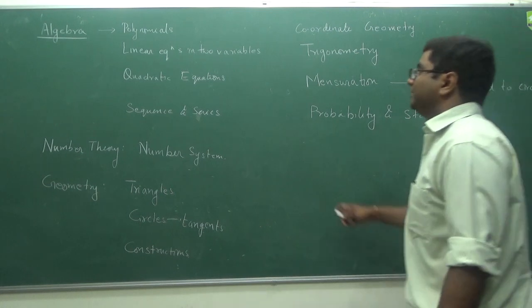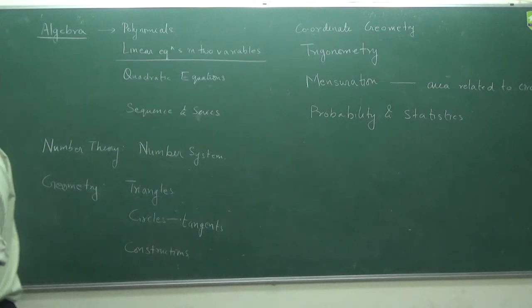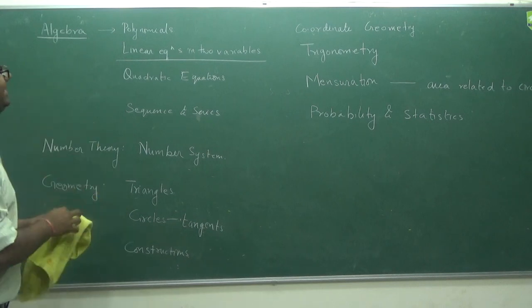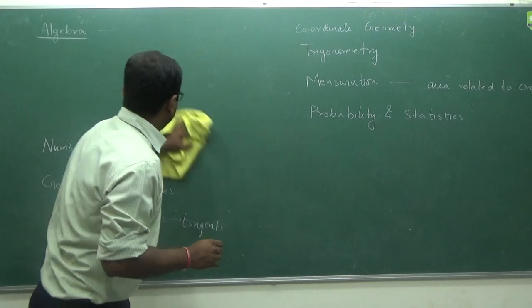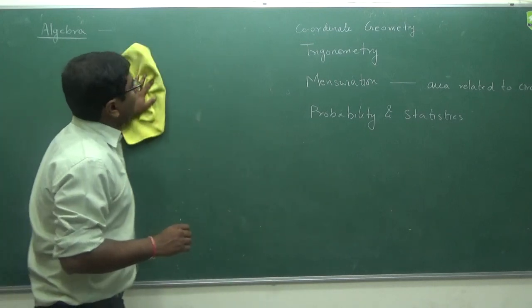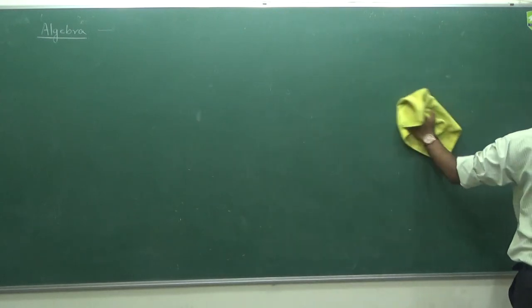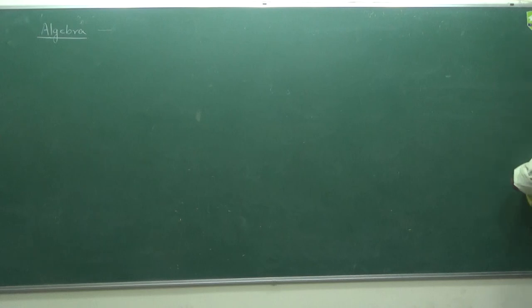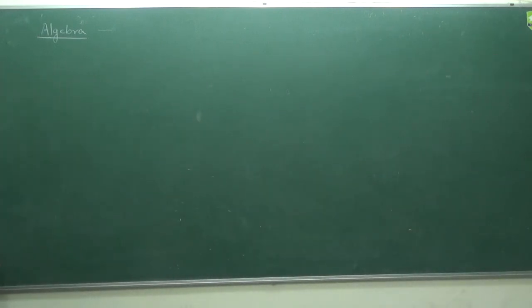So let's start with linear equations in two variables. That's what is happening in your school? Yeah. Okay. First, we'll start with something called polynomials. Until that is clear, it becomes difficult to understand. You know polynomials, in 9th grade you have studied polynomials, right? Yes or no? So let's start with a very basic thing.